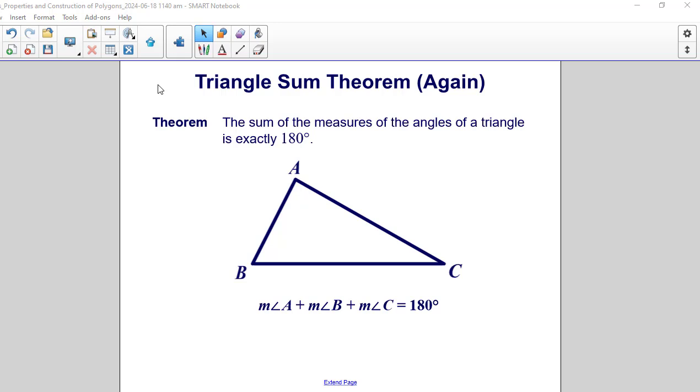Let us revisit the triangle sum theorem. The theorem states that the sum of the measures of the angles of a triangle is exactly 180 degrees. So given this triangle ABC, in equation form, the measure of angle A plus the measure of angle B plus the measure of angle C is equal to 180 degrees.